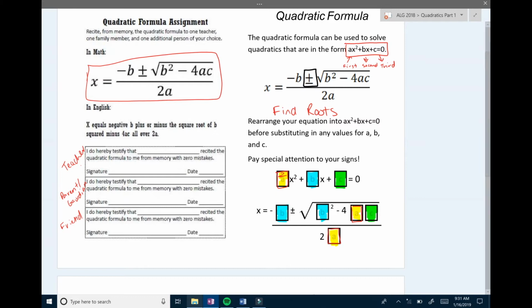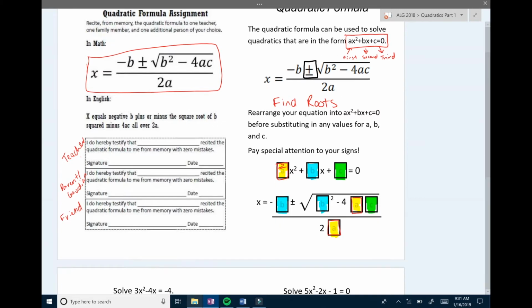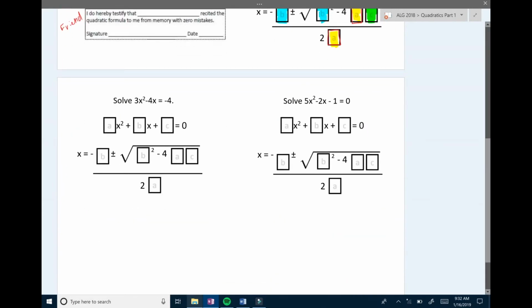Okay, so all you need to know from this page is where to plug in everything. A goes into the A boxes, B goes into the B boxes, and C goes into the C box. Last thing, just remember A is your first term, B is your second, and C is your third. Okay? Alright, let's talk about this.